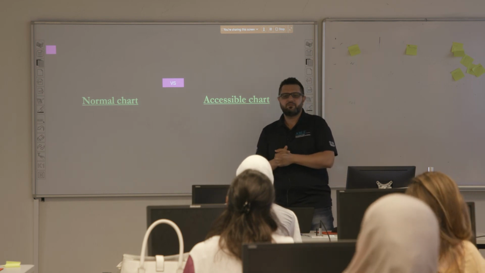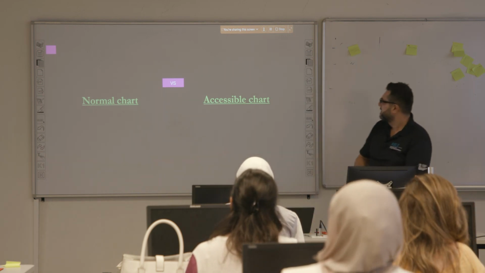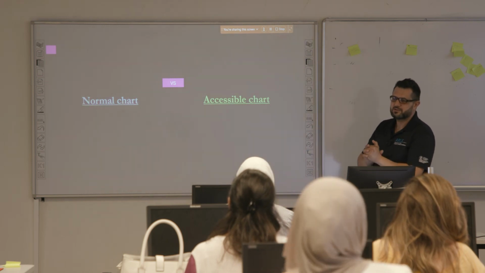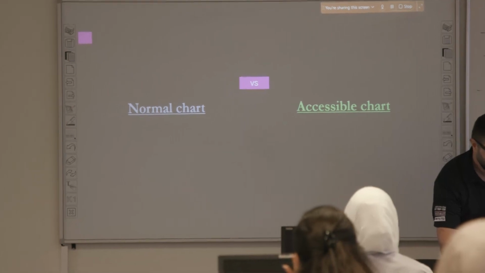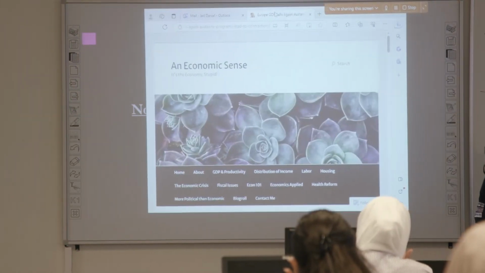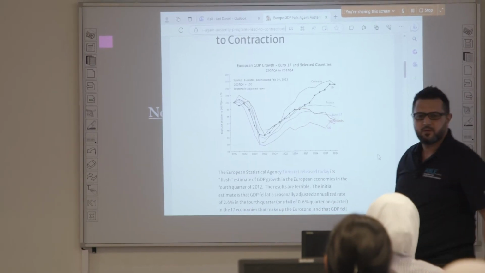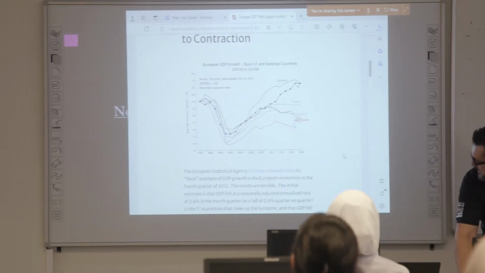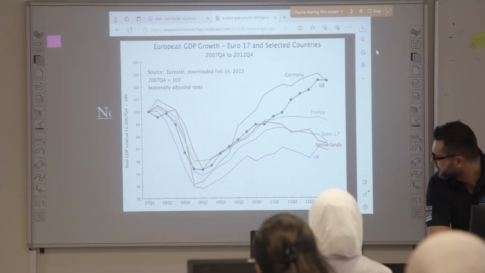And we get to the last point that my friend over here was talking about, the charts. Charts and graphs. Here's an example of a normal graph. How do you think this graph is accessible? What do you think of it? Is it accessible? No. Why not?